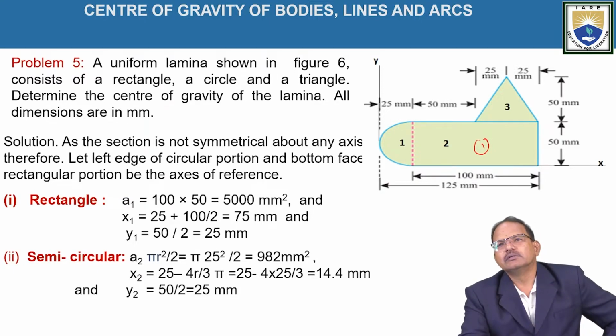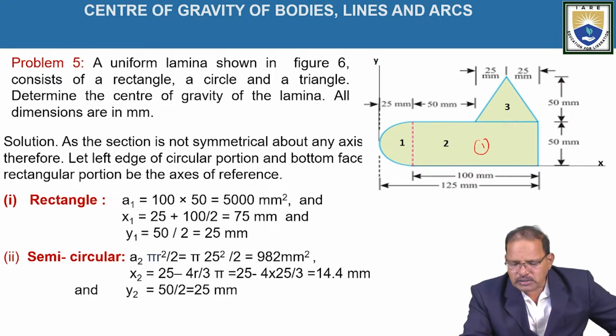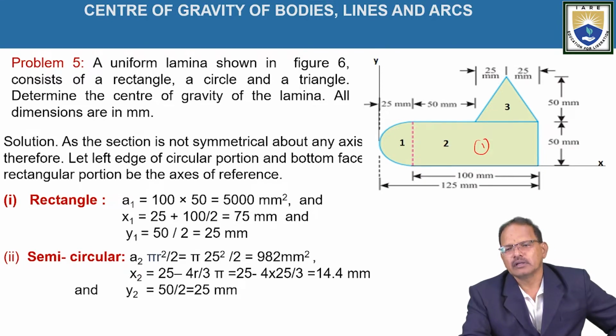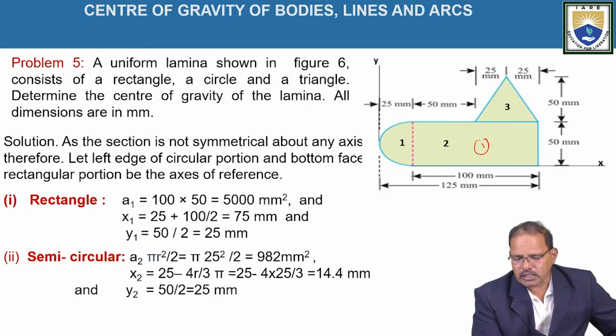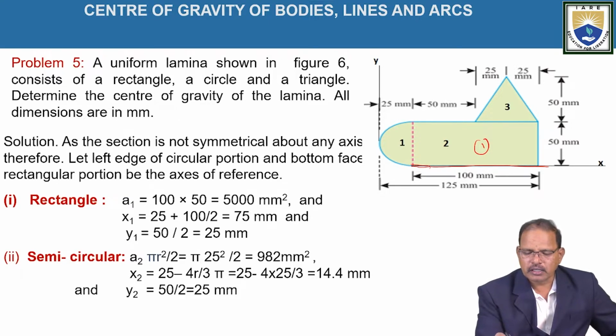Here, if we observe this figure, it is not symmetrical about the vertical line or the horizontal line. Hence, one reference line should pass through the bottom of the figure. The second one should be vertical and pass through the extreme left of the given object. That means this is our x-axis and this line represents the y-axis, like this.